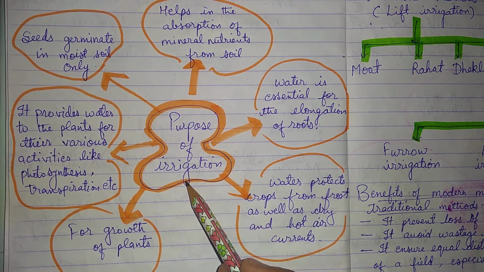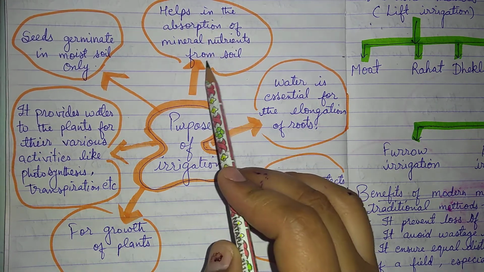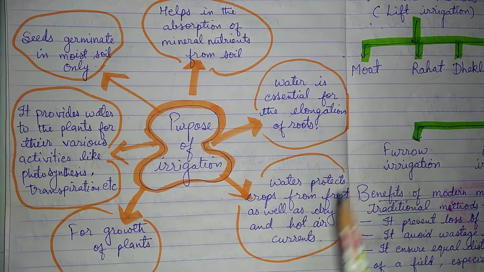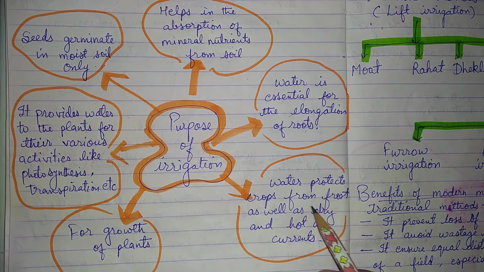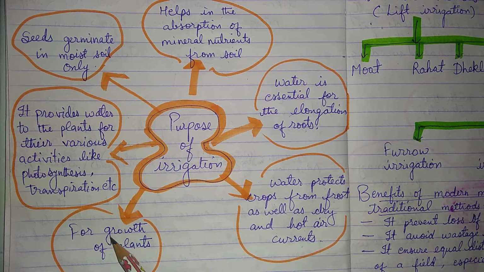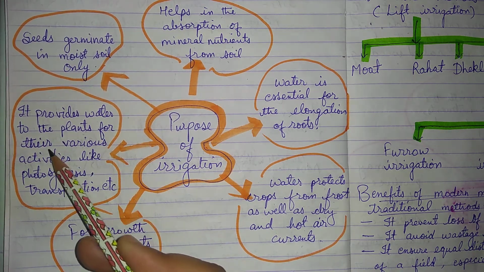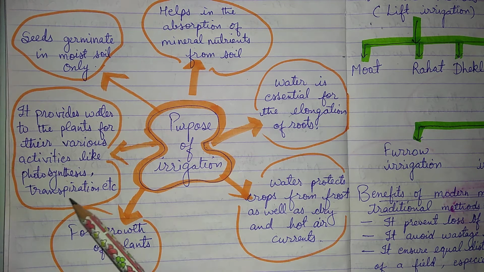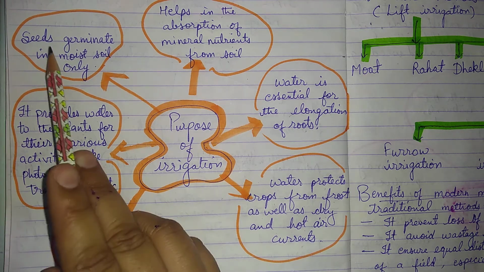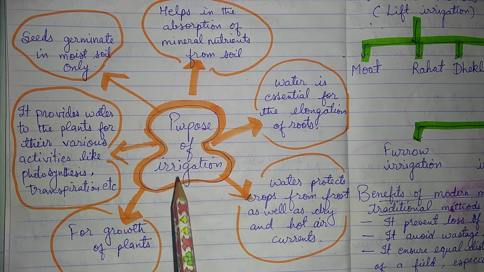Purpose of irrigation. Irrigation helps in the absorption of mineral nutrients from the soil. Water is essential for the elongation of roots. Water protects crops from frost as well as dry and hot air currents. For growth of plants, it provides water for their various activities like photosynthesis, transpiration, movement of food and water in the plant, etc. Seeds germinate in moist soil only. So these are the purposes of irrigation.